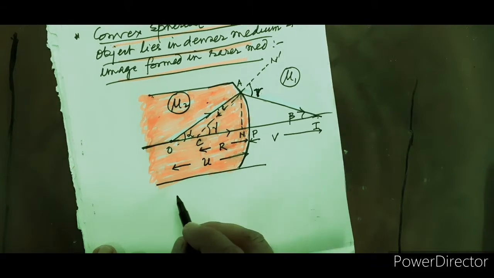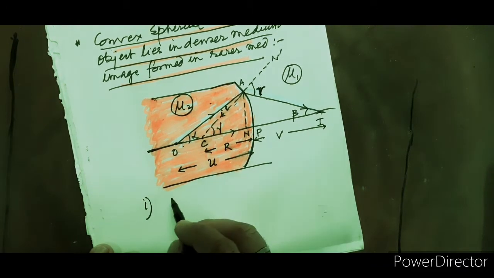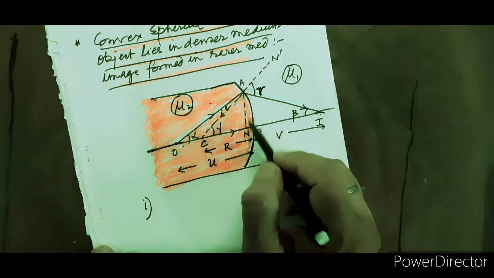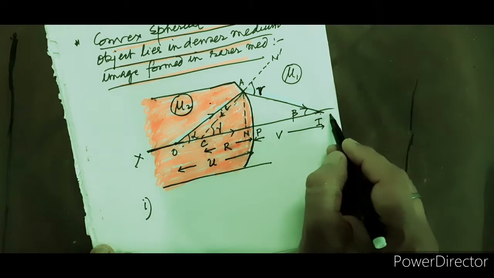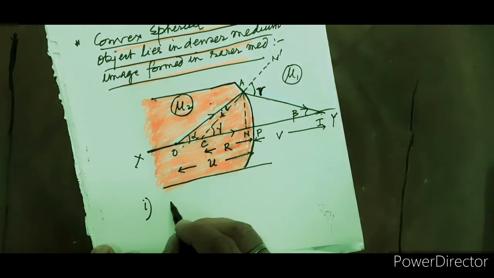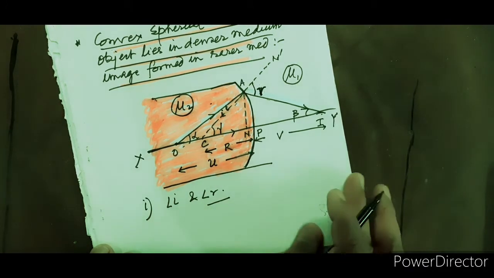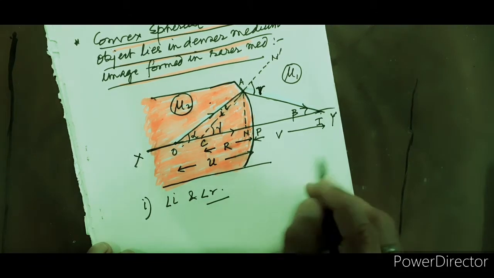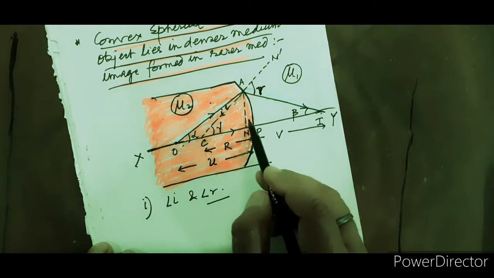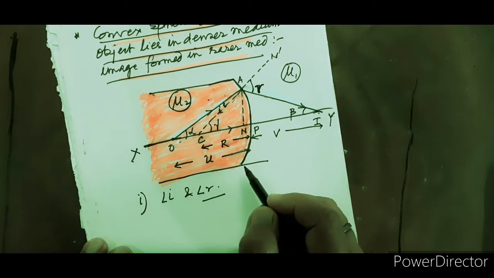Now, how to solve? The same steps are there. Step number one: first, we drop a perpendicular AN on the principal axis. This is the principal axis XY. Here we have to find angle I and angle R, then substitute. That is the only technique. So how to find angle I and angle R? Just see the diagram, using the exterior angle theorem property.